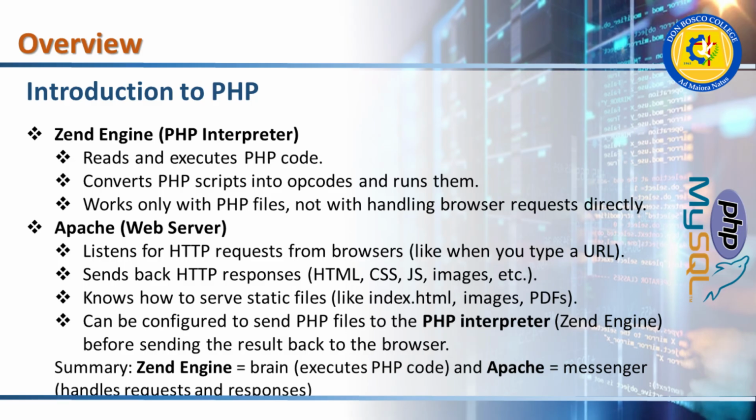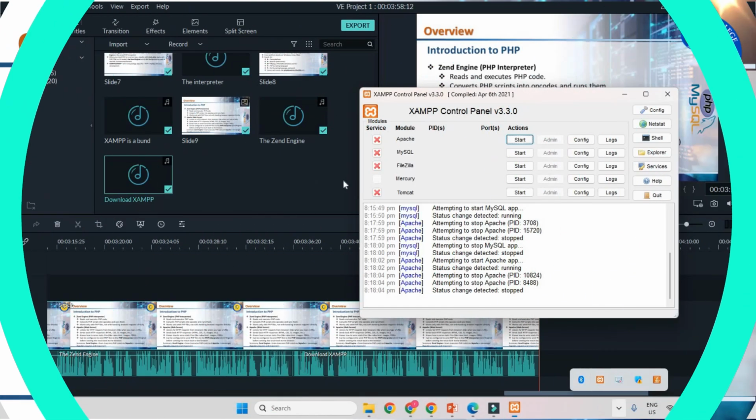Download XAMPP using your web browser. After that, test it by opening the XAMPP control panel. Check if Apache turns green after clicking Start. This means it is working properly. To test further, open your web browser and type localhost. Then you should see the XAMPP landing page. Please refer to my example video demonstration.